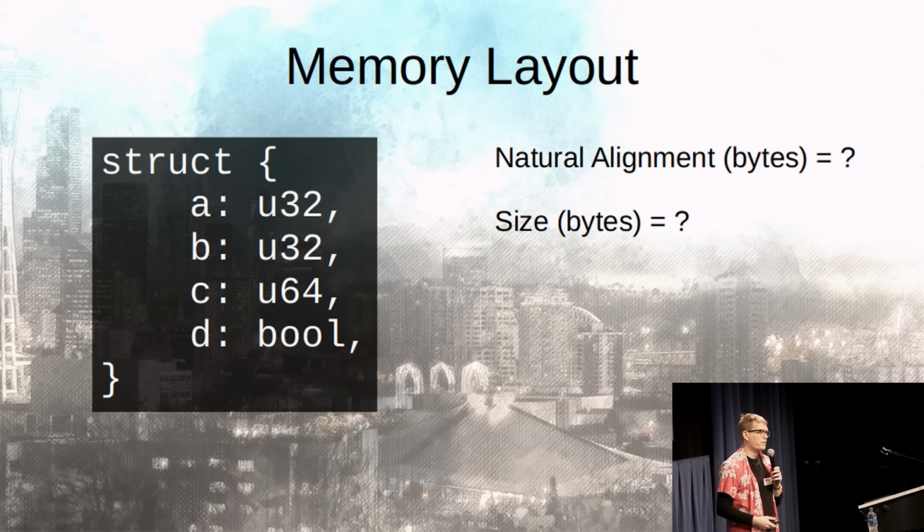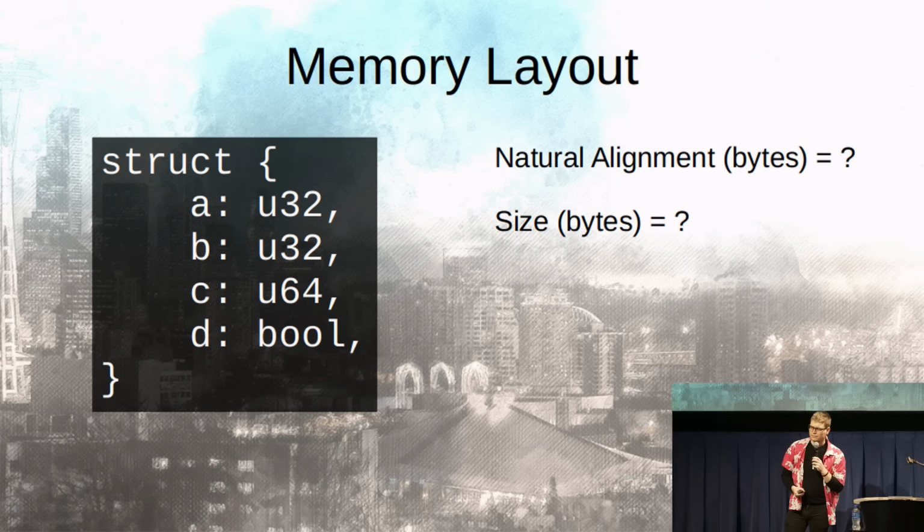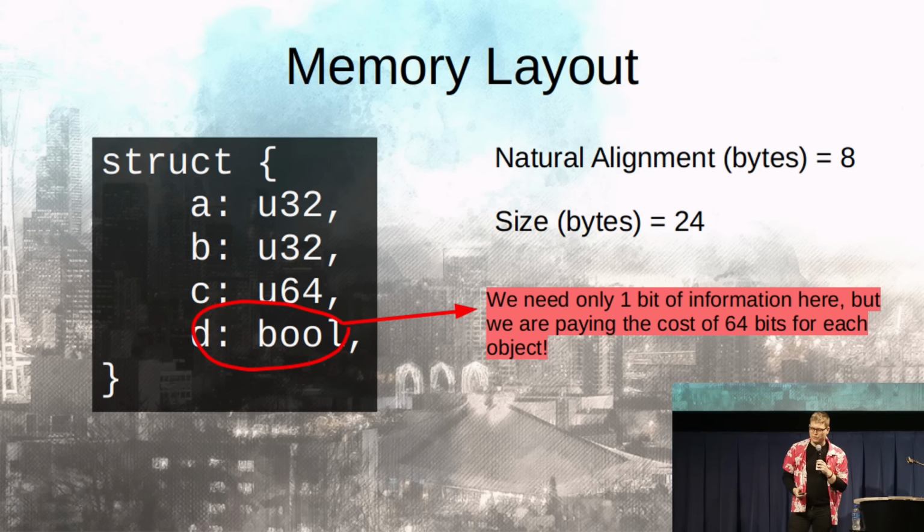Okay, I have one more. Let's put another bool on there. Now where are we at? Alignment's the same, right? 8. How about the size? Ooh, I heard different numbers. Okay, we're back up to 24. Yeah. So this is wild, right? Because in information theory, a bool is 1 bit of information. But we went from 16 to 24, right? We paid the cost of 64 bits just to add 1 to the struct.